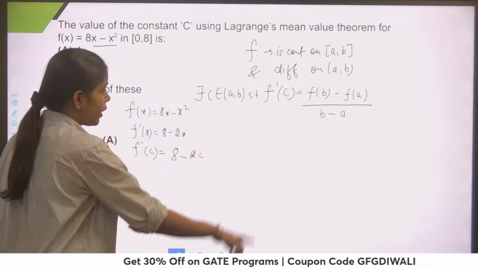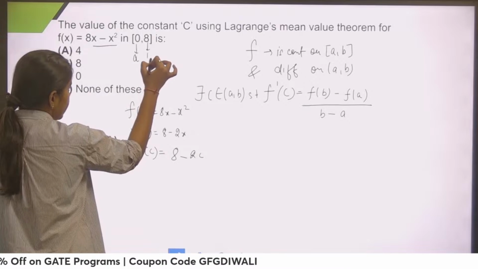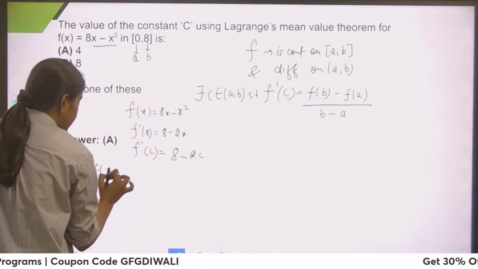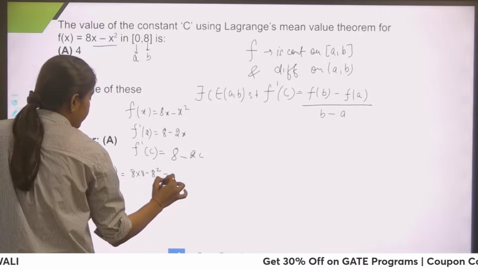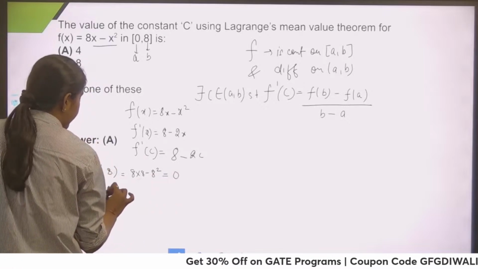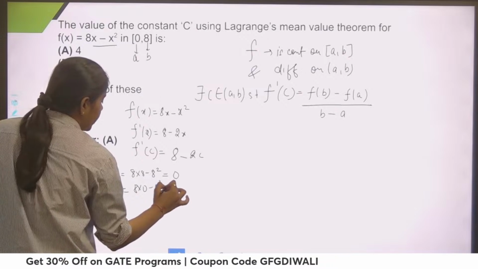Now they are asking for f of B and f of A as well. So here A is 0 and B is 8. So f of 8, let's find out: 8 into 8 minus 8 square. That would give me 0. And if I take f of 0, 8 into 0 minus 0 square, that would again give me 0.